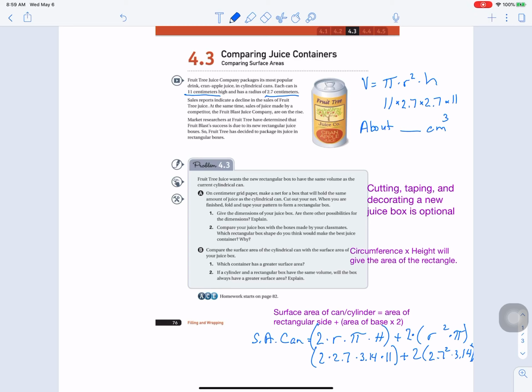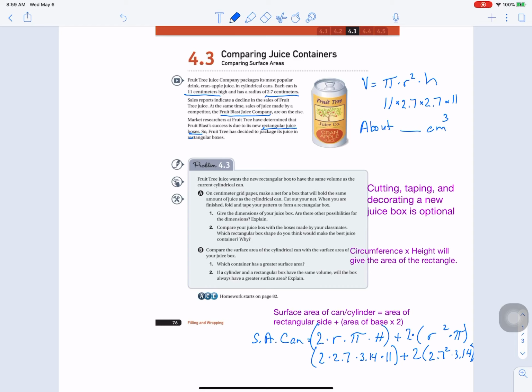All right, so anyway, sales reports indicate a decline in the sales of fruit tree juice. At the same time, sales of juice made by a competitor, the Fruit Blast Company, are on the rise. Market researchers at Fruit Tree have determined that Blast's success is due to new rectangular juice boxes. Fruit Tree has decided to package its juice in rectangular boxes.